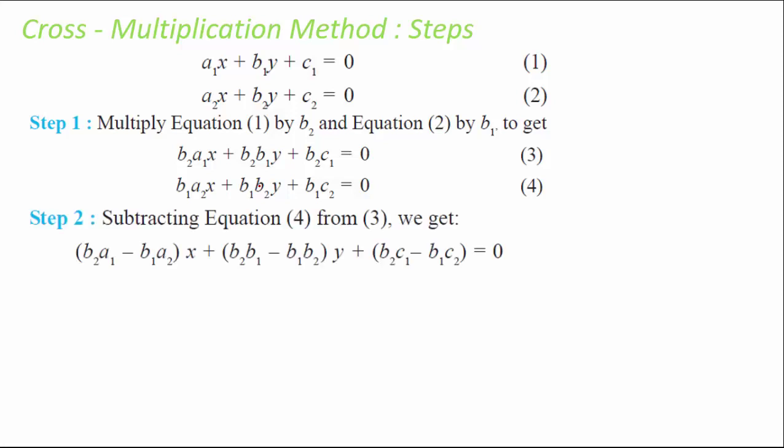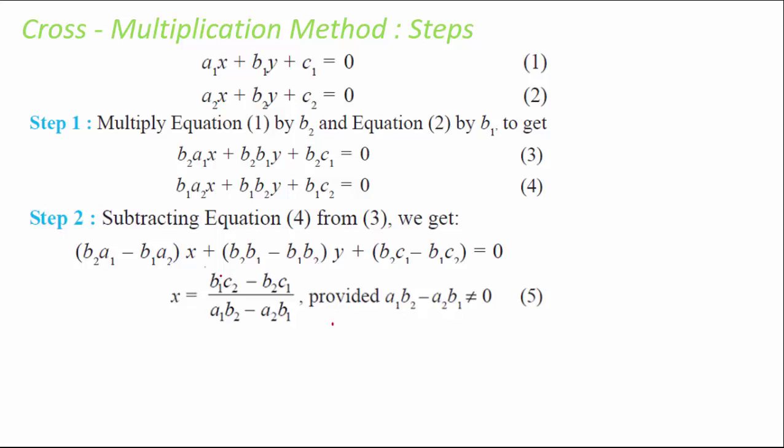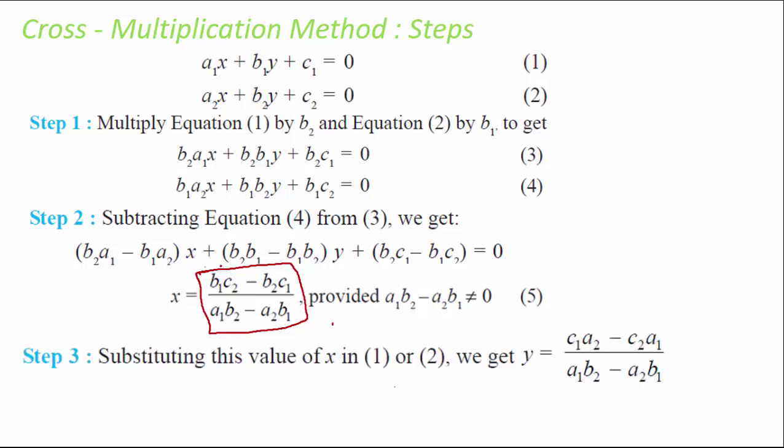So from this, when we subtract these two equations, we get a value of x, which is given by b1c2 minus b2c1 divided by a1b2 minus a2b1. So this is what we get for x. Now once we know the value of x, we can substitute this value and we get the value of y as c1a2 minus c2a1 divided by a1b2 minus a2b1.